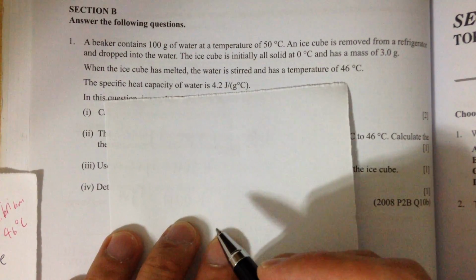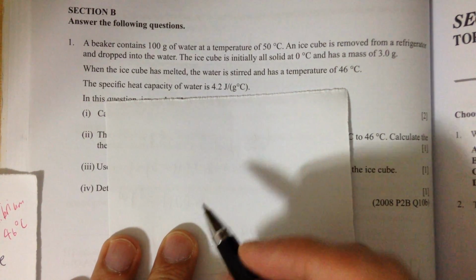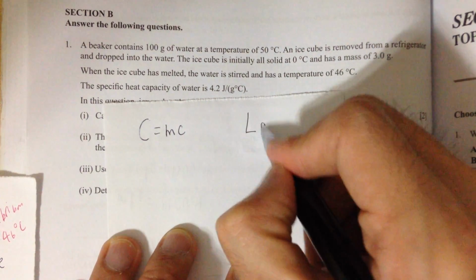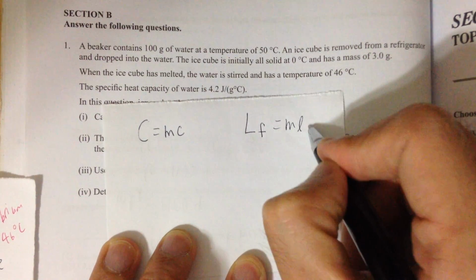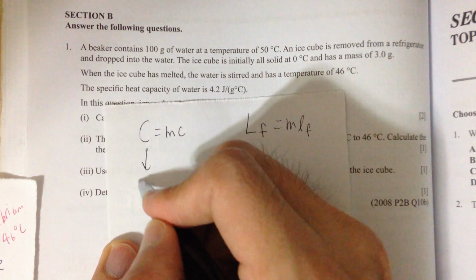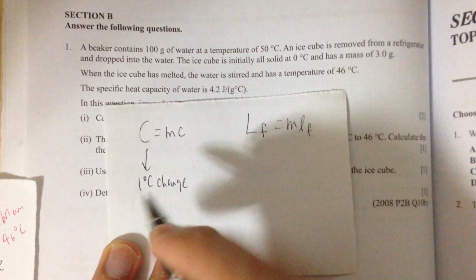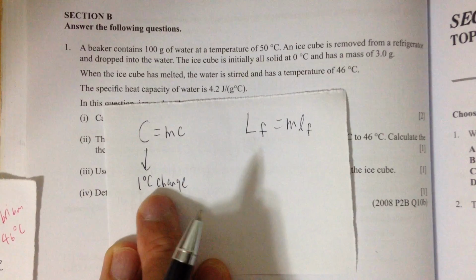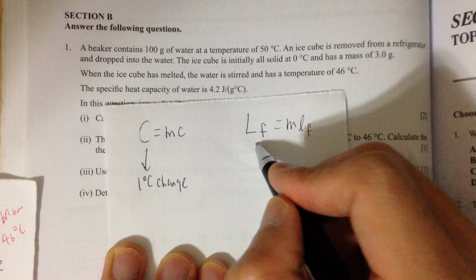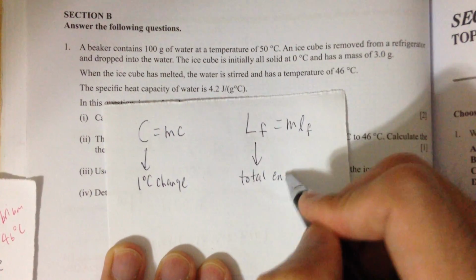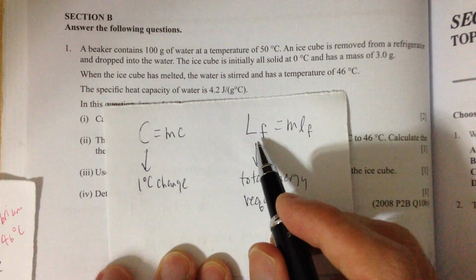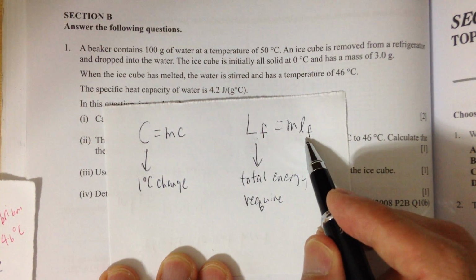The analogy of latent heat and specific latent heat is just like heat capacity and specific heat capacity. Heat capacity C is equal to mc, right? The same thing for latent heat. Latent heat of fusion, big F, is equal to mLF. So you can see that exactly they have the same characteristic. But the difference is that specific heat capacity is only for 1 degree change, so heat capacity cannot be used for more than 1 degree change. But latent heat itself is already the total energy required. You do not need another formula for this. But specific latent heat is the total energy required per kg.